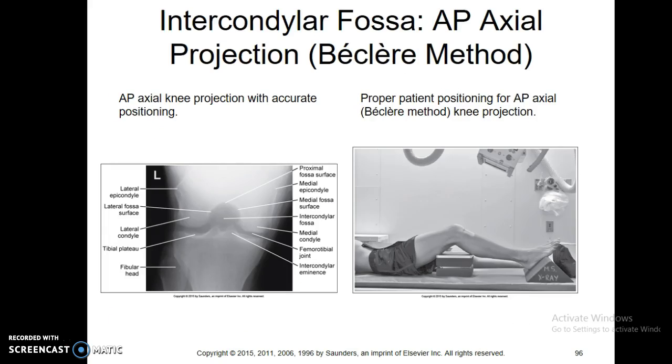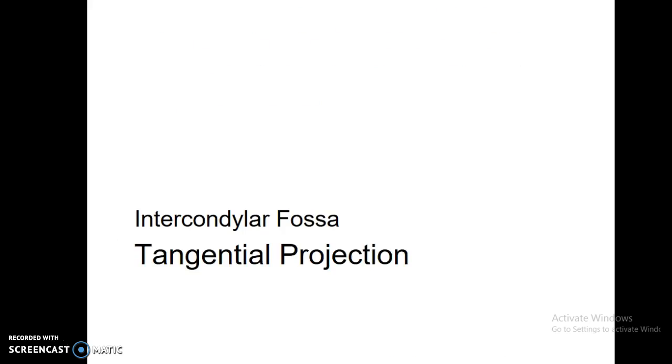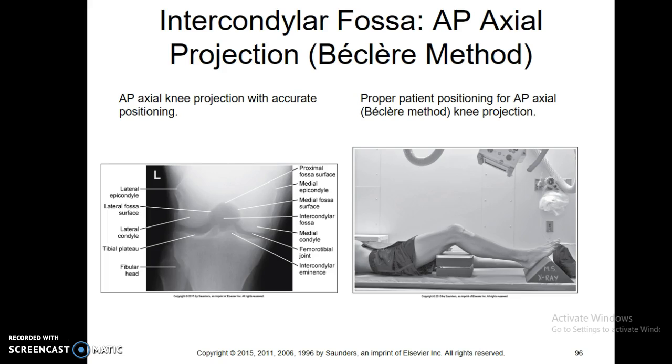Another way to do it, the Beclaire method. It's just another way to do your tunnel view. We didn't really go over that this much, but with an angle and the cassette like this, it creates a bit more distortion, but you'll see some techs use that occasionally.